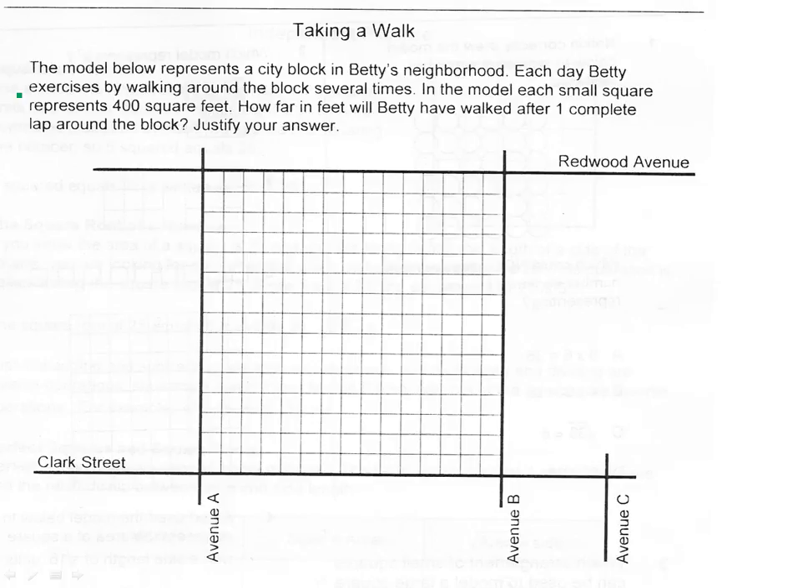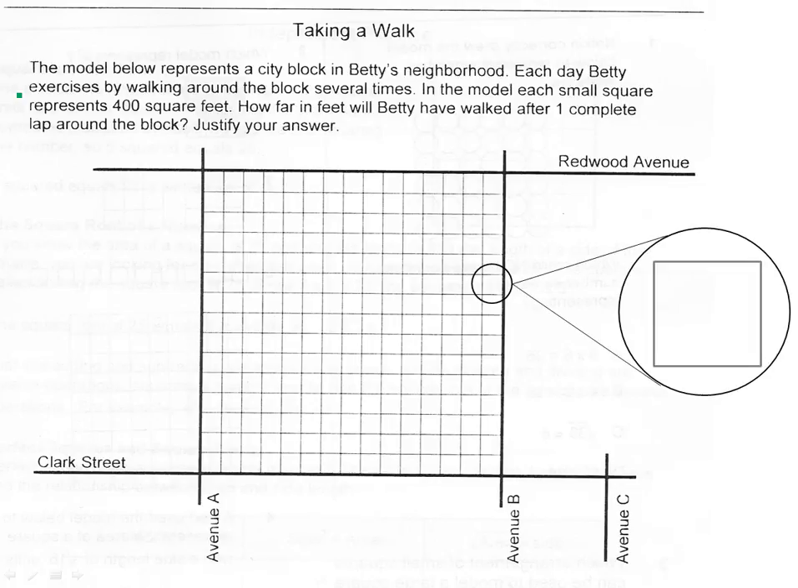So I remember from giving this assignment before, this one's a little confusing. What they mean is, let me illustrate. When they say each small square represents 400 square feet, they're talking about each one of these little small squares that I just circled. So if you blow it up and look at it, they're saying that that equals 400 square feet. So the area of this small square is 400.